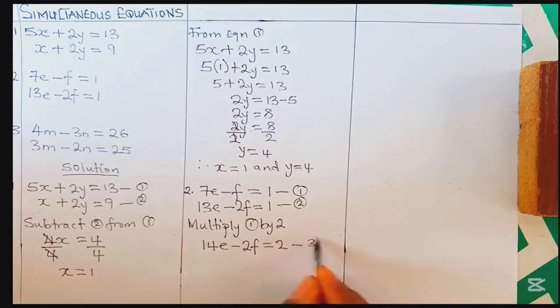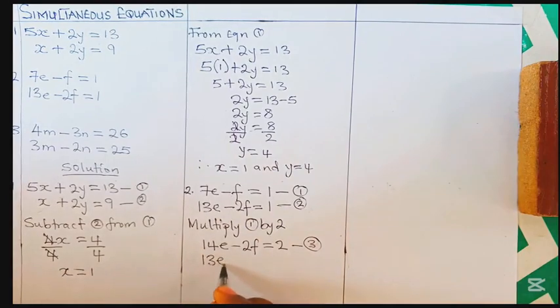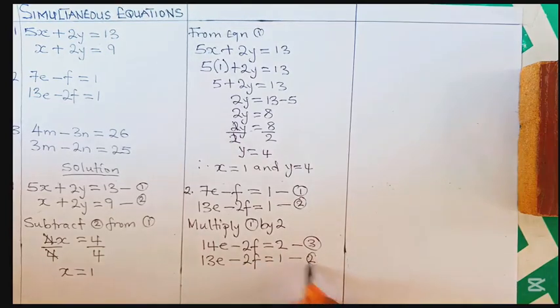And we call this equation 3 because another equation is formed. Equation 2 still remains the same. So we have 13e minus 2f is equal to 1, and this is still equation 2. Now that we have the same coefficients, what do we do? When we have the same signs, that is like signs, we subtract.